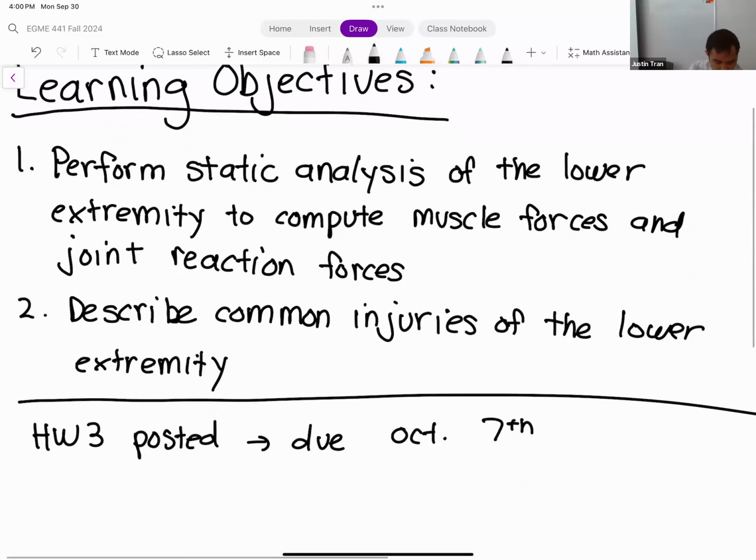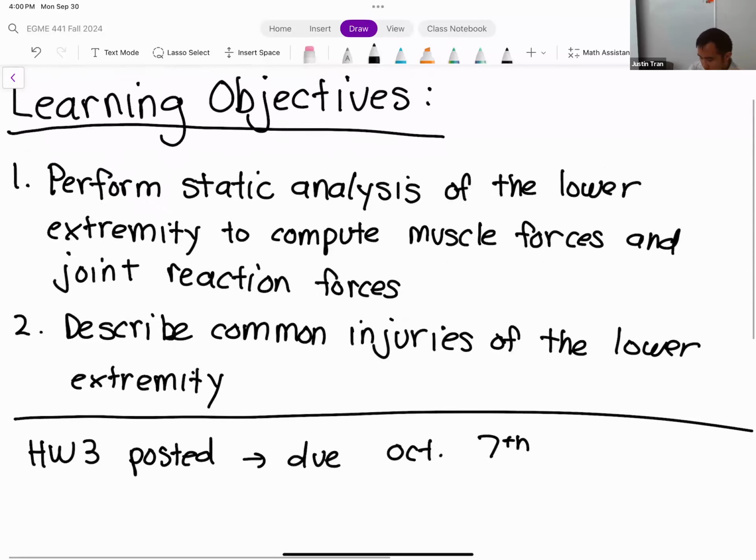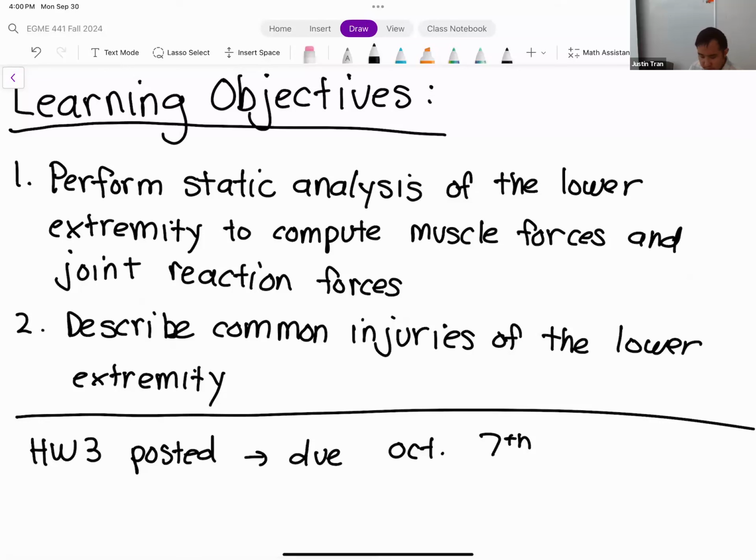Okay, so with that, the plan for today is just to keep going with our lecture notes on static analysis. I'm hoping we can finish all the lower extremity stuff today, and then Wednesday and next Monday we can cover the spine. All right, so let's talk a bit more formally about the exam.